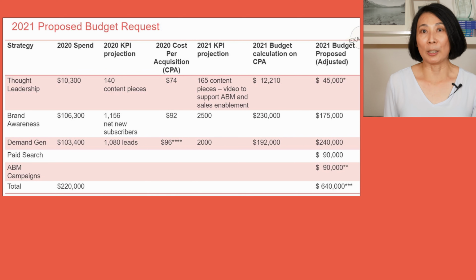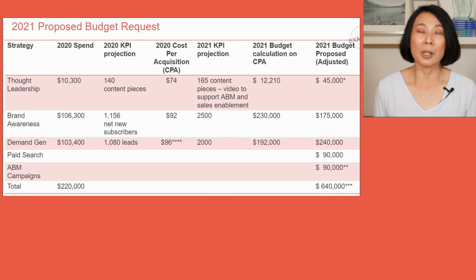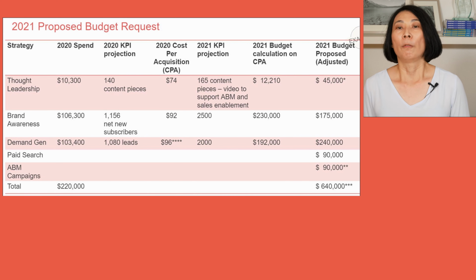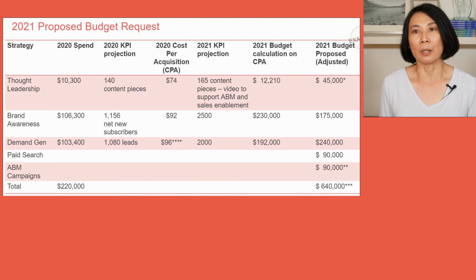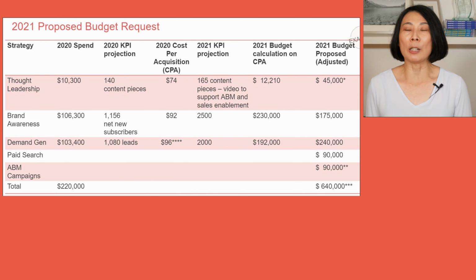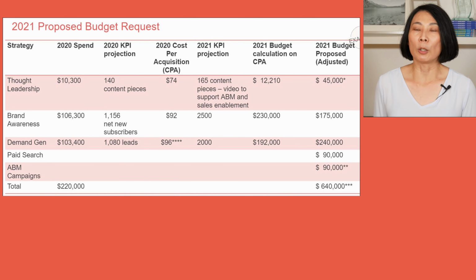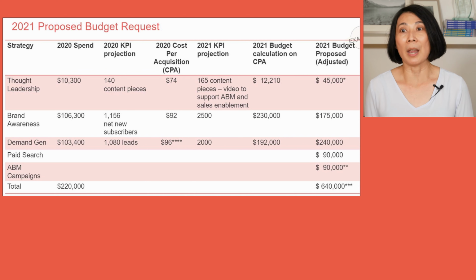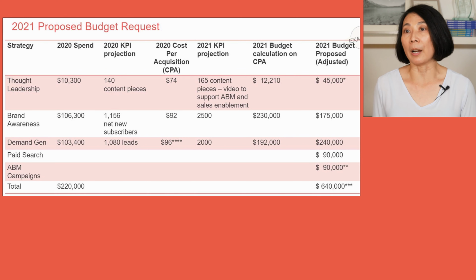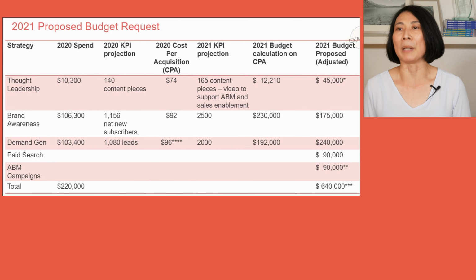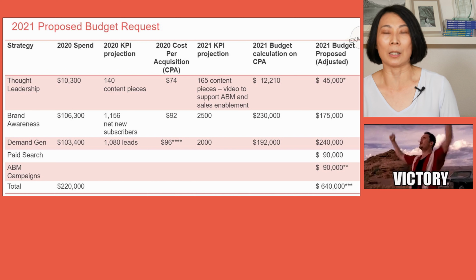Her total spend is $220,000. She was able to categorize that into the 3 buckets. For thought leadership, it's about $10,000, and she used that money to do a lot of content creation, right? And she set up a goal for herself to create 10 blog posts per month, and that's 120 blog posts per year, and she was able to achieve that or even go a little bit beyond. So that's green, that's great.